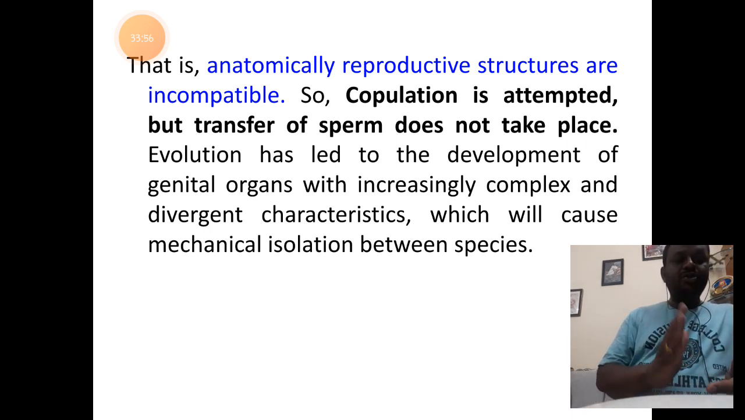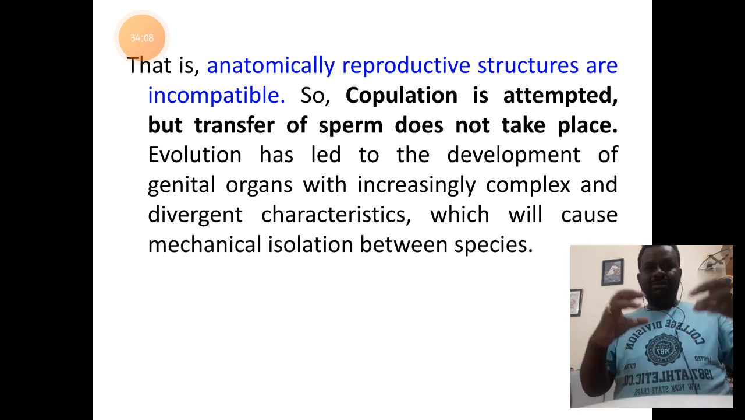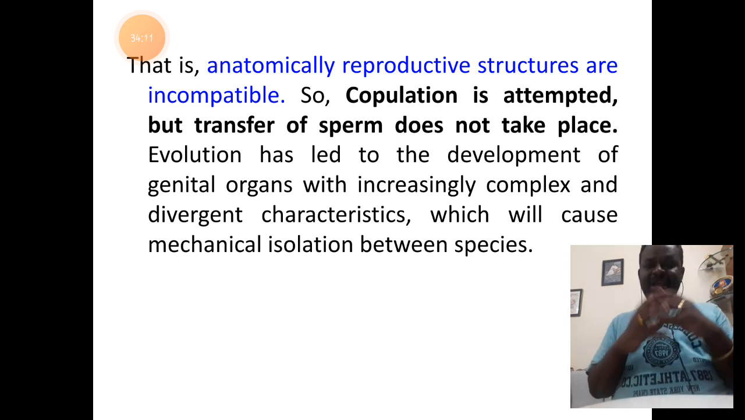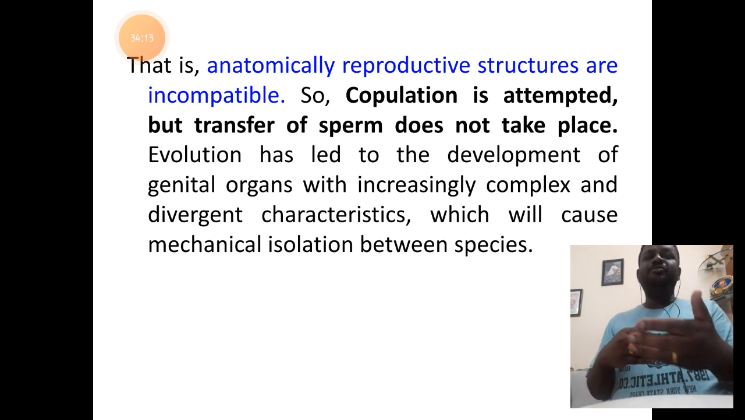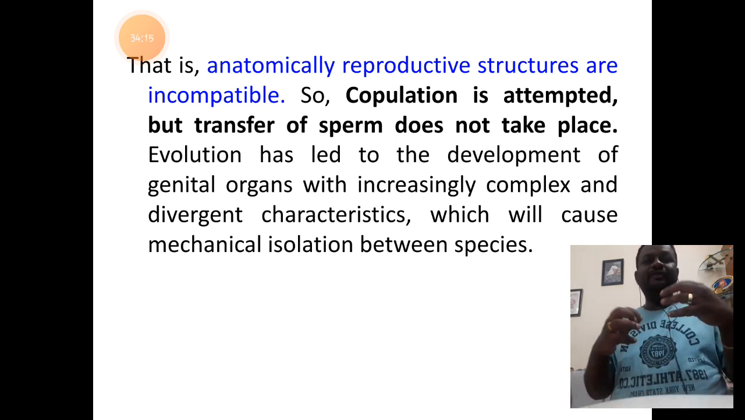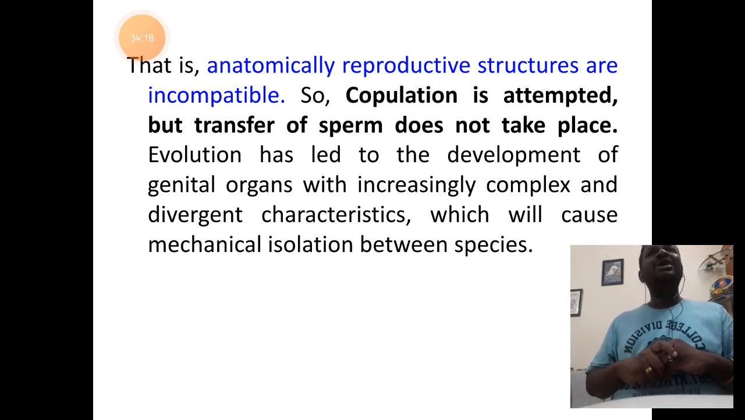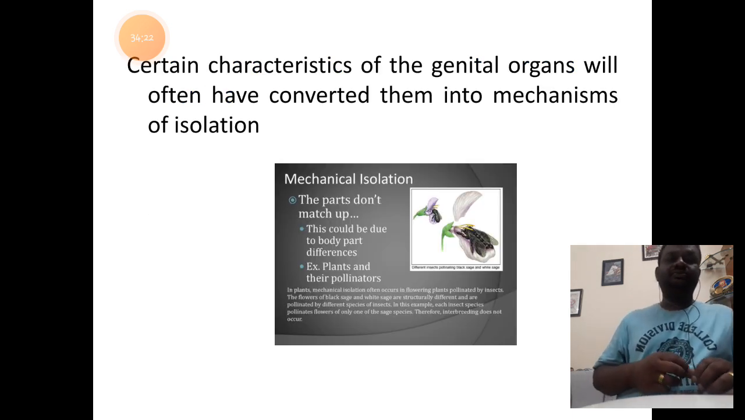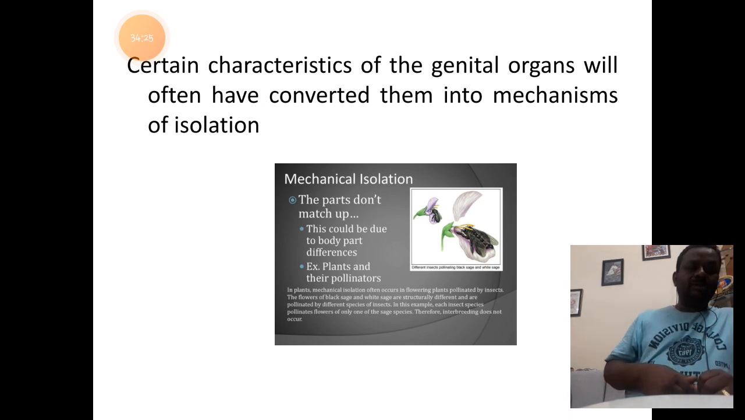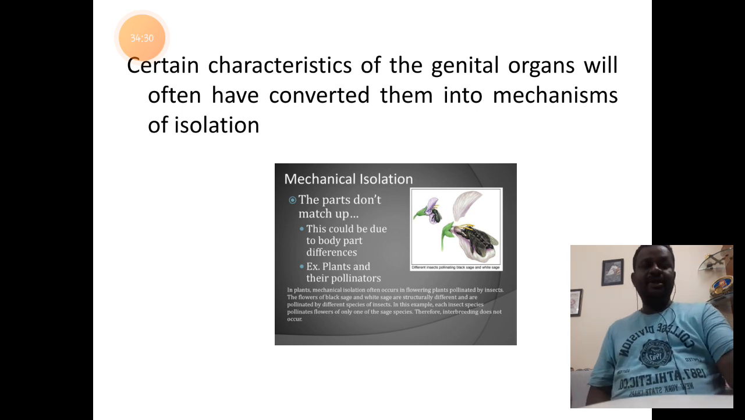So copulation does not allow their gametes or sperms to take part in fertilization here. Even if mating occurs, the transfer of sperm doesn't take place because of the anomaly in their reproductive structures. So a change in genital organs will bring in this type of reproductive isolation.